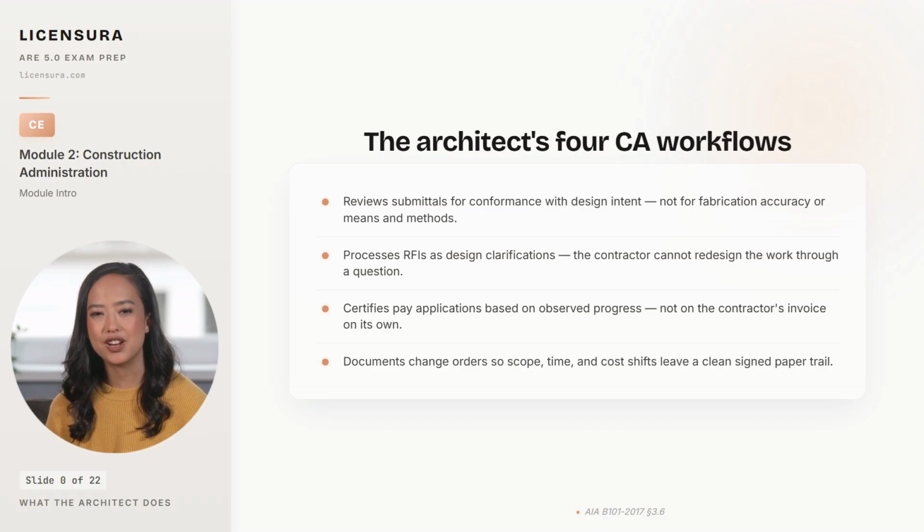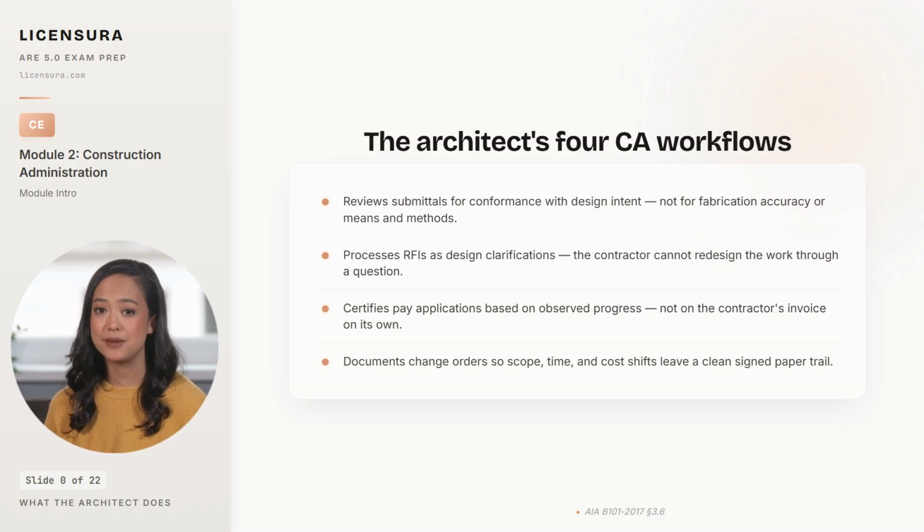Third, certification of pay applications. You certify based on observed field progress, not on the contractor's invoice on its own, and a false certification is a representation to the owner that can carry real personal exposure. And fourth, change orders themselves. Scope shifts, time shifts, cost shifts all require signed change orders because the exam tests whether you can keep the work out of the gray zone where nobody can later prove what was agreed.